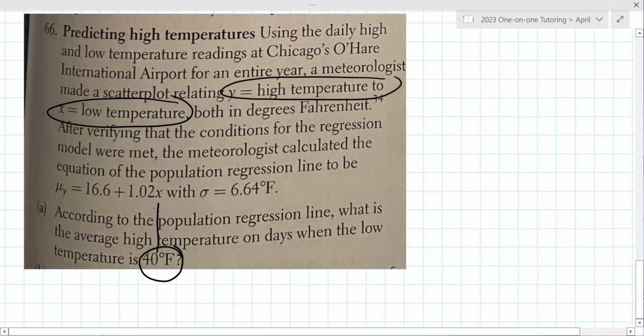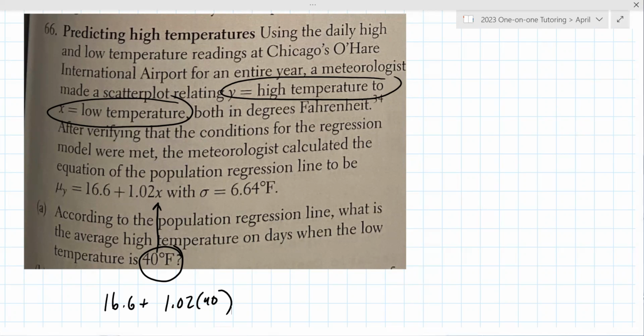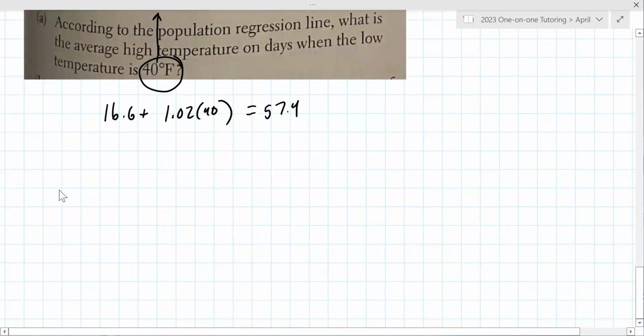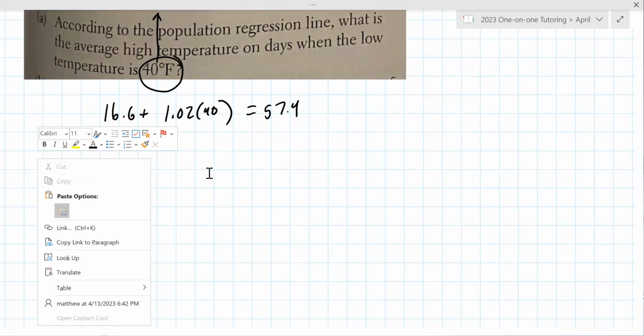They're telling you that that is X. So you just plug it into the equation and then just plug it into the calculator. All right, and I got about 57.4. So what is the average high temperature on days when the temperature is 40? Interesting. All right, we can move on to B.